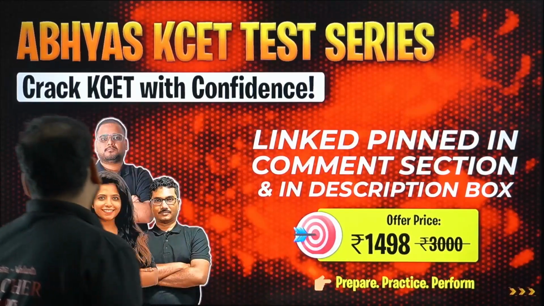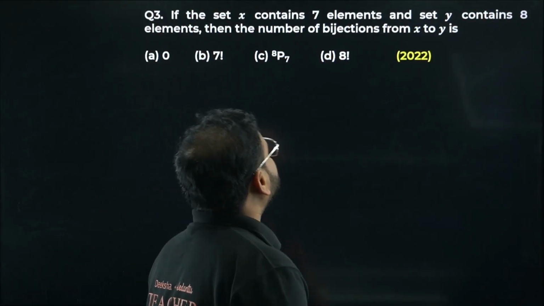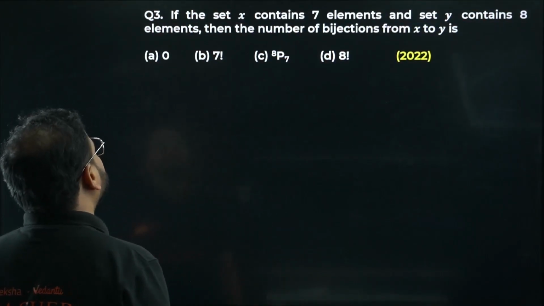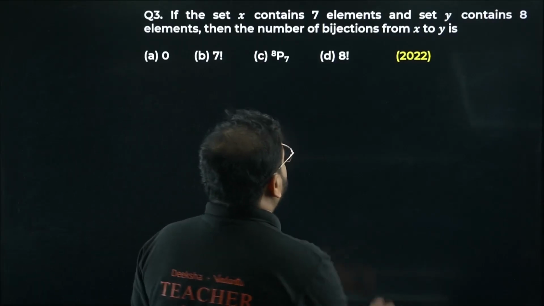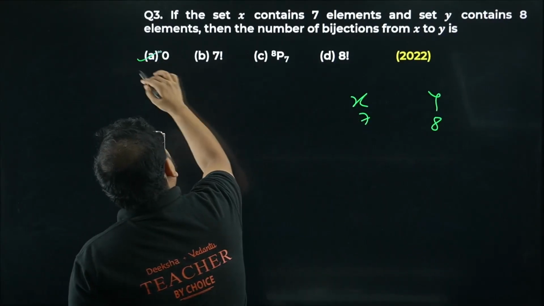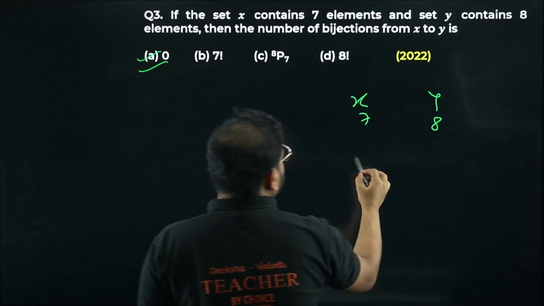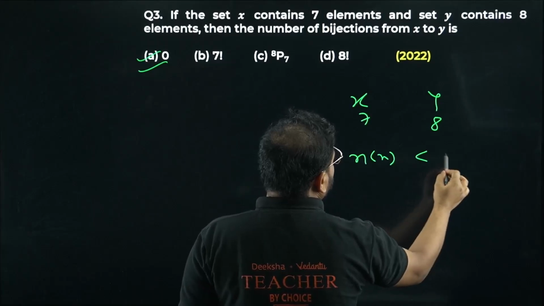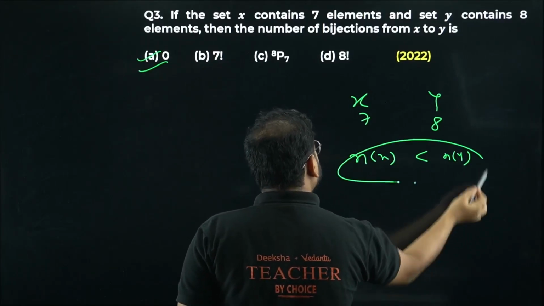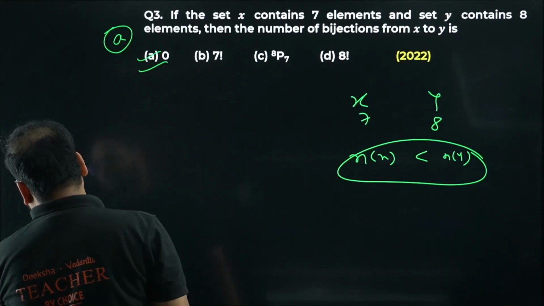Okay, let's start here. Question number 3: if the set X contains 7 elements and set Y contains 8 elements, then the number of bijections from X to Y. X has 7 and Y has 8, so it is not possible. The answer is 0. Bijection is not possible because n(X) is less than n(Y). Answer will be 0, so option A. Please check.